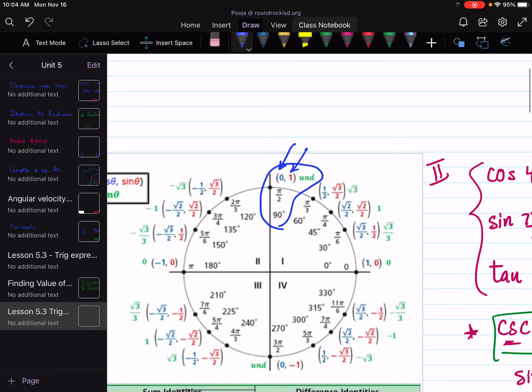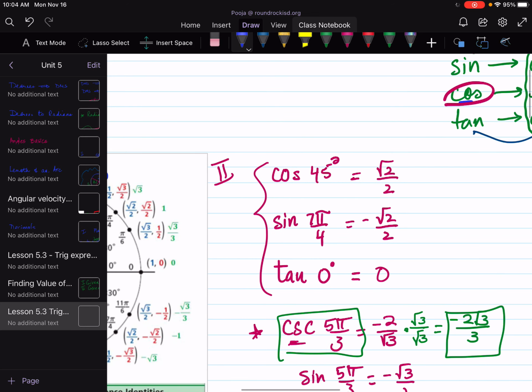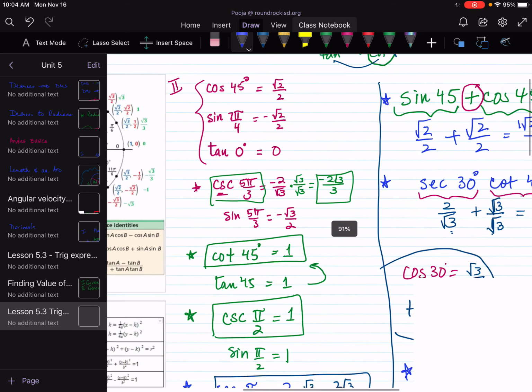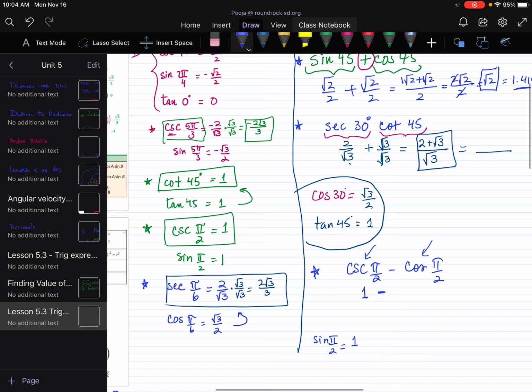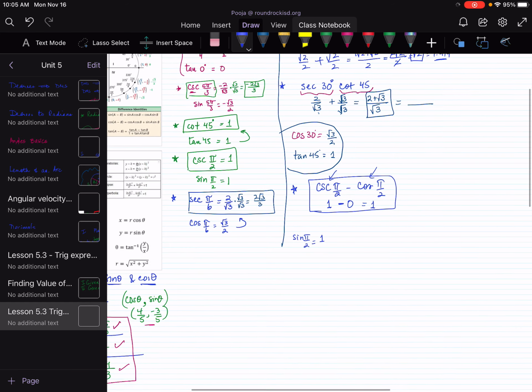Cosine is the x coordinate, and I'm still on pi over 2, so I didn't have to change location. That was 0, I believe. 1 minus 0. Simple, easy peasy. That is 1. And I have solved this as well. Now it's just a matter of more and more examples and practice. And this comes with practice.